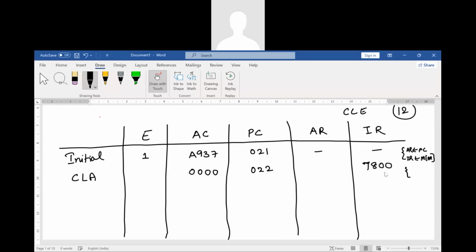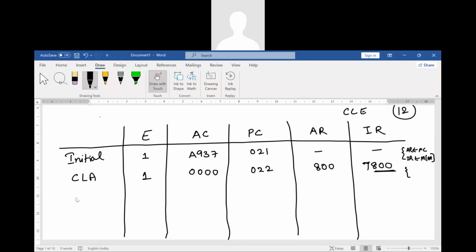What happens in the decode phase? The 0 to 11th bits would be stored in AR. So what will we have in AR here? 800, right? This is how we'll be writing the value. The value of E doesn't change. It remains as it is. We did not carry out any operation on E yet, so whatever was the initial value of E would remain as it is.